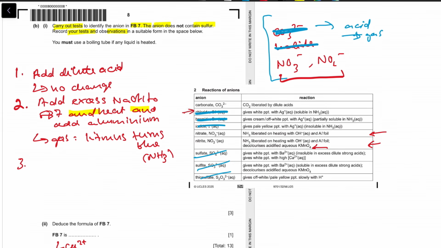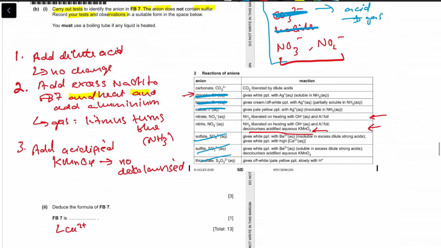Then what I'm going to do is I'm going to add acidified KMnO4 according to the table, and then apparently according to the mark scheme we find that it's not decolorized, which means it's not nitrite ions, it's nitrate ions. So we have nitrate ions. Therefore the formula, well, if you take a look, copper ions have a +2 and nitrate ions have a -1. So for every copper ion there are 2 nitrates, so the formula is Cu(NO3)2, with brackets so we don't mix up the 3 and the 2. And then there you go, that's it.